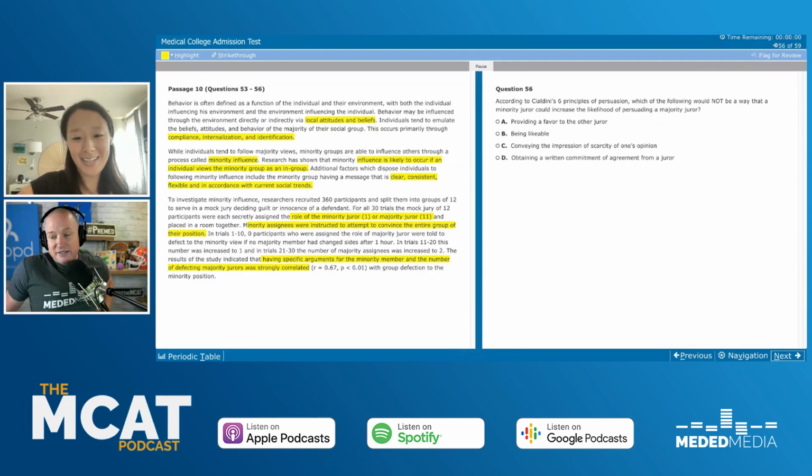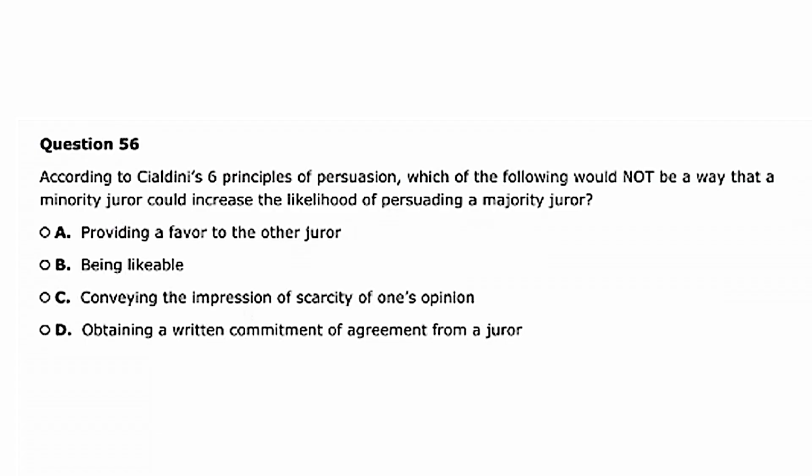Question 56. All right, the last one I think in this set. According to, I also have no idea how to pronounce this. I think it's Cialdini. Robert Cialdini. Amazing. All right. According to Cialdini's six principles of persuasion, which of the following would not be a way that the minority juror could increase the likelihood of persuading a majority juror?